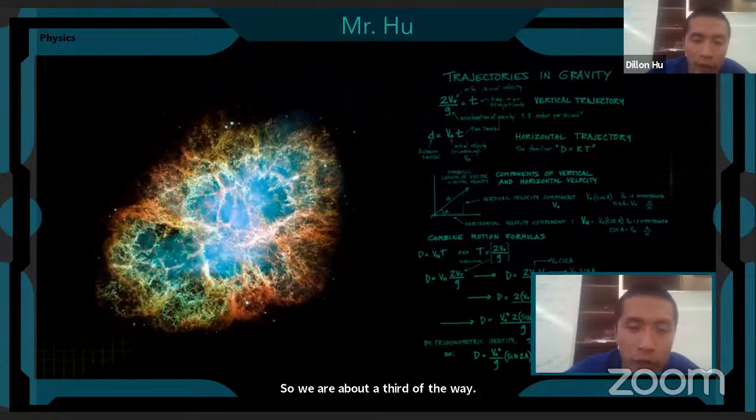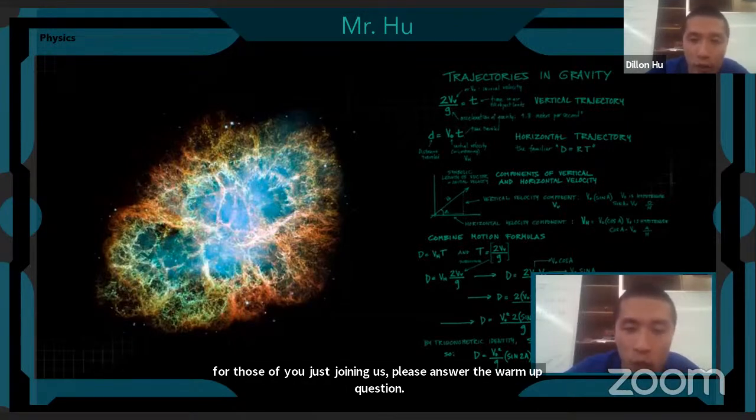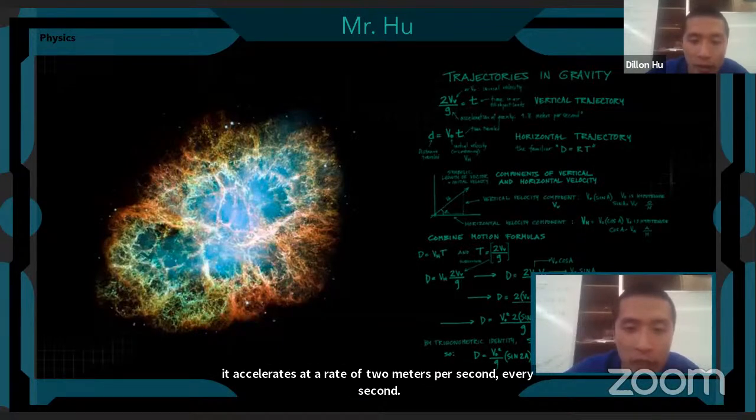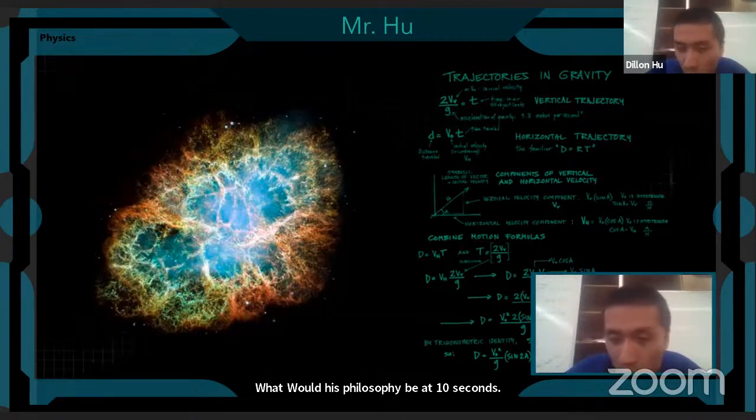For those of you just joining us, please answer the warm-up question. If an object is moving at a velocity of -4 meters per second, and it accelerates at a rate of 2 meters per second every second, what would its velocity be at 10 seconds? We are currently at 11 out of 20. Let's see if we can shoot for 9 more.